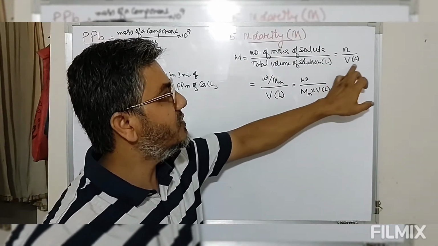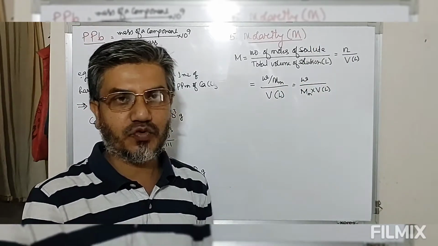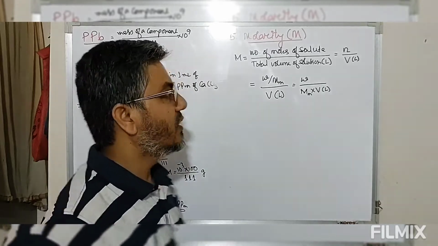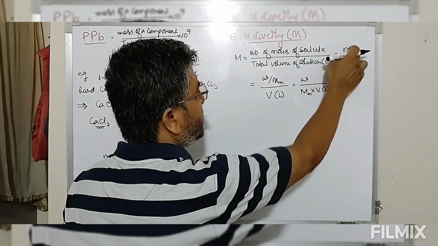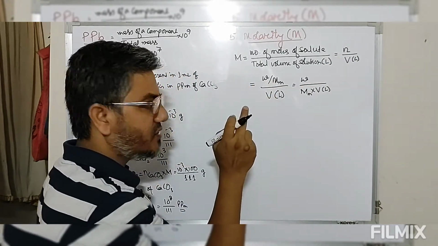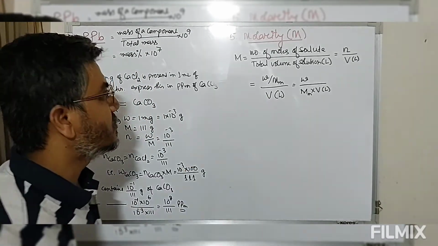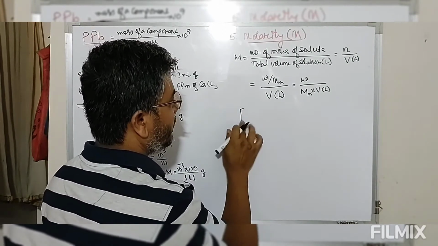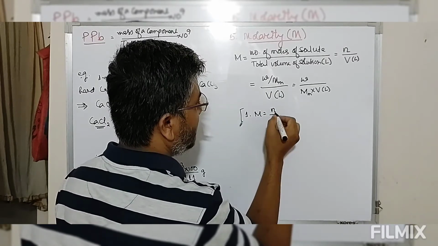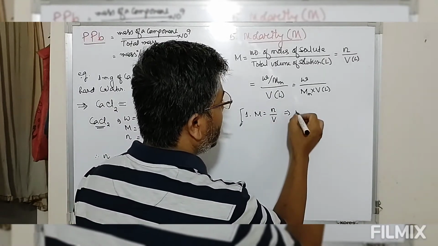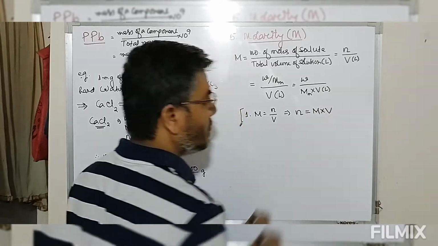The total volume of the solution should always be in liters. If there is any unit other than liter, we have to convert it into liters. Take this ratio and it gives you the molarity of the solution. Number of moles is mass divided by molar mass, so if the mass of the substance is given, we can also find the molarity. Molarity equals number of moles divided by volume in liters. Therefore, number of moles is always equal to molarity into volume of the solution.